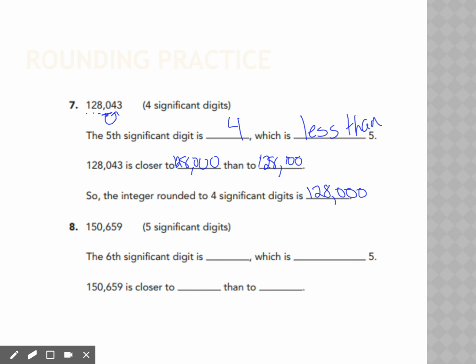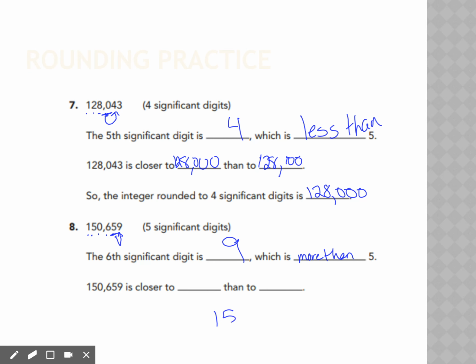Number 8, again, we're rounding to 5 significant digits. So I'm going to identify 1, 2, 3, 4, 5. The 5 is what we're rounding to. So I need to look at what the 6th digit is to determine what to do to that 5. The 6th digit is a 9, which is more than 5. So because that's more than 5, I'm going to bring up that 5 to a 6.